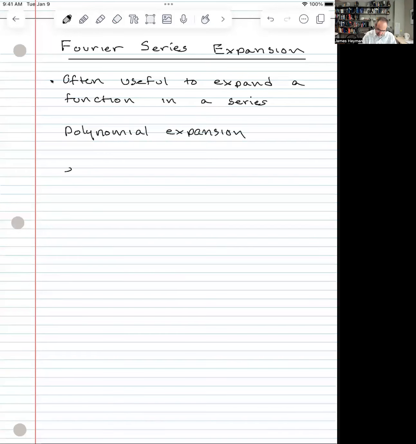For example, we've learned that the exponential function, e to the ax, can be written as a polynomial series: 1 plus ax plus 1 over 2 factorial times ax squared plus 1 over 3 factorial ax cubed, and so on. In fact, we developed this very series by using a Taylor expansion early in our class, okay?